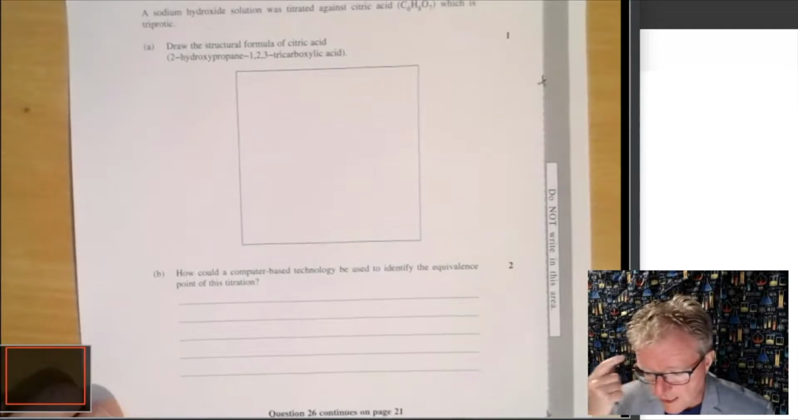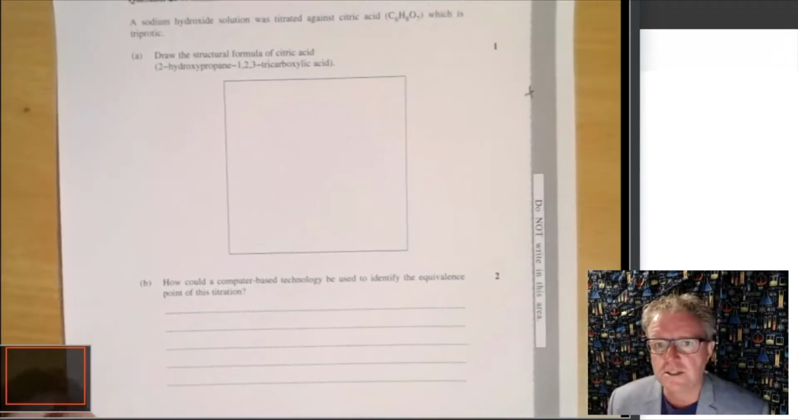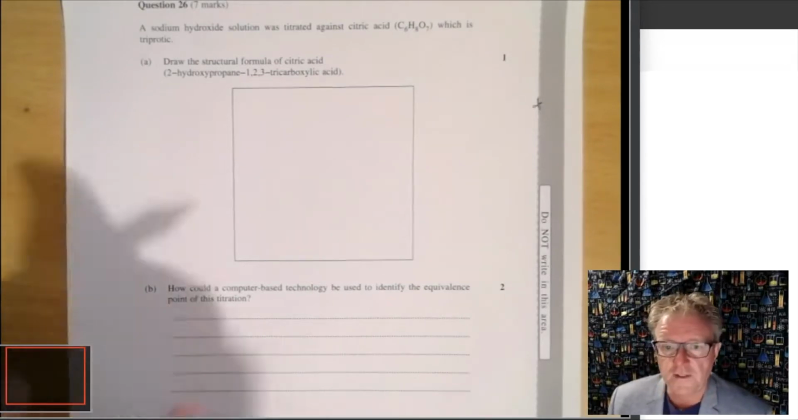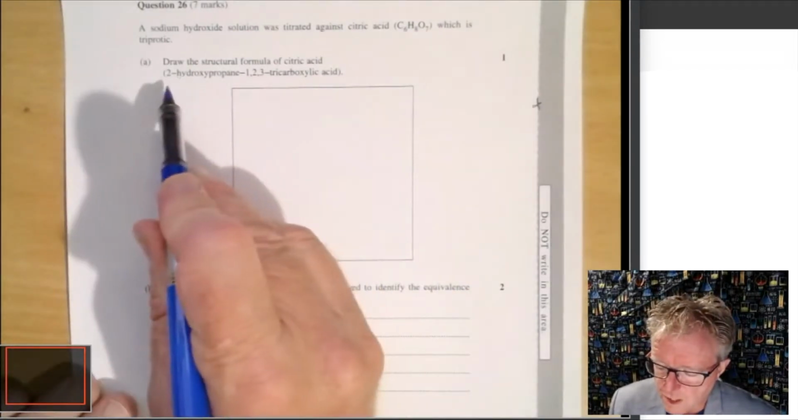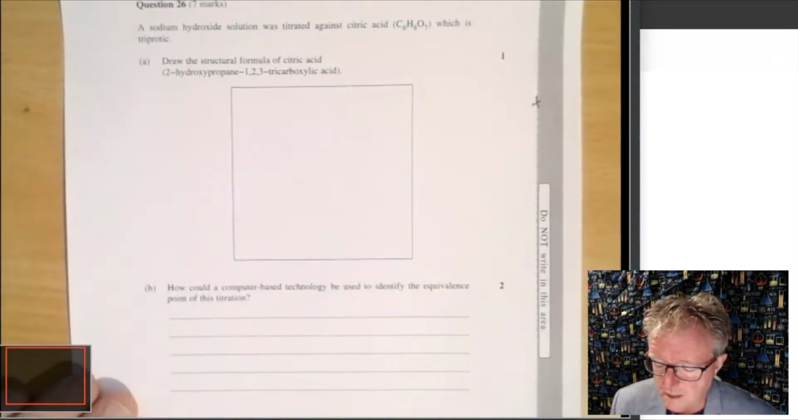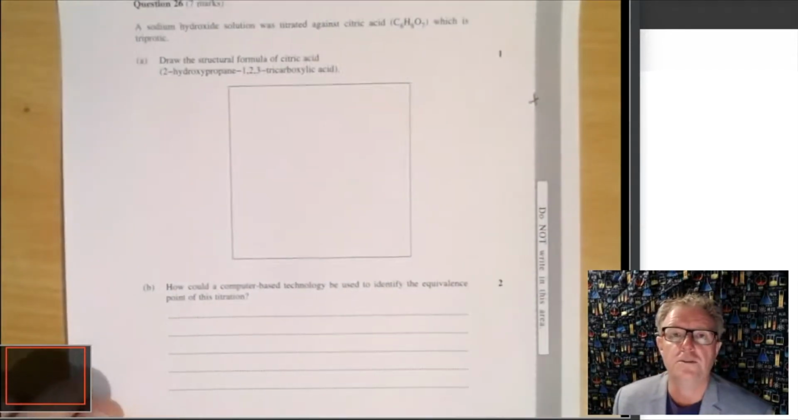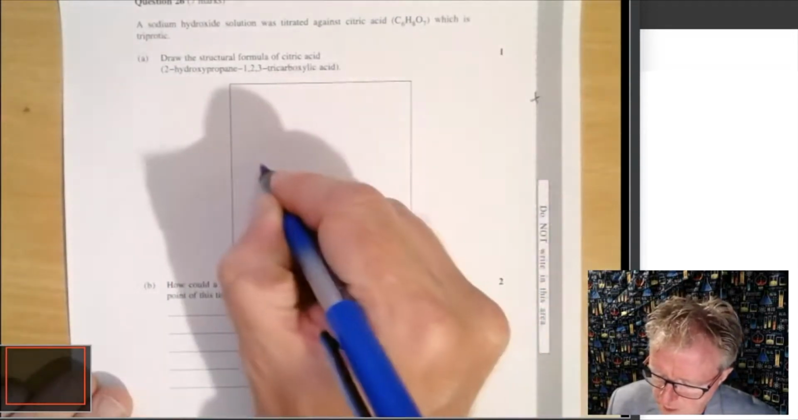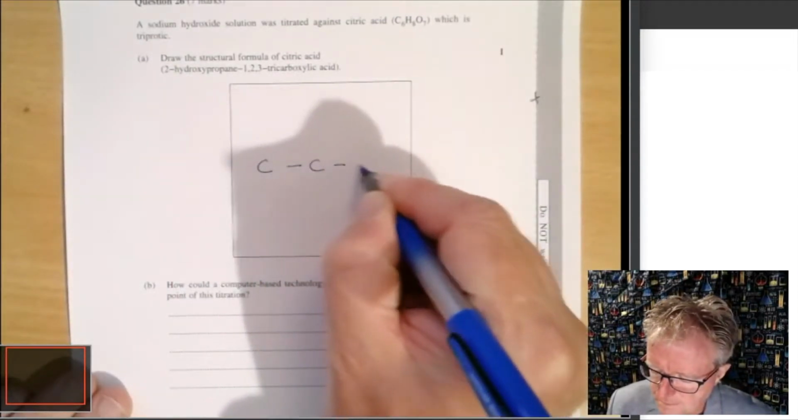All right, the first one here asks you to draw the structure of citric acid. It says a sodium hydroxide solution was titrated against citric acid, which is triprotic. And then they ask you to draw it. Now, they do give you the IUPAC systematic name here, which makes it a lot easier if you know how to understand it. And so if we look at here, it says propane, so there's a 3 carbon parent chain.